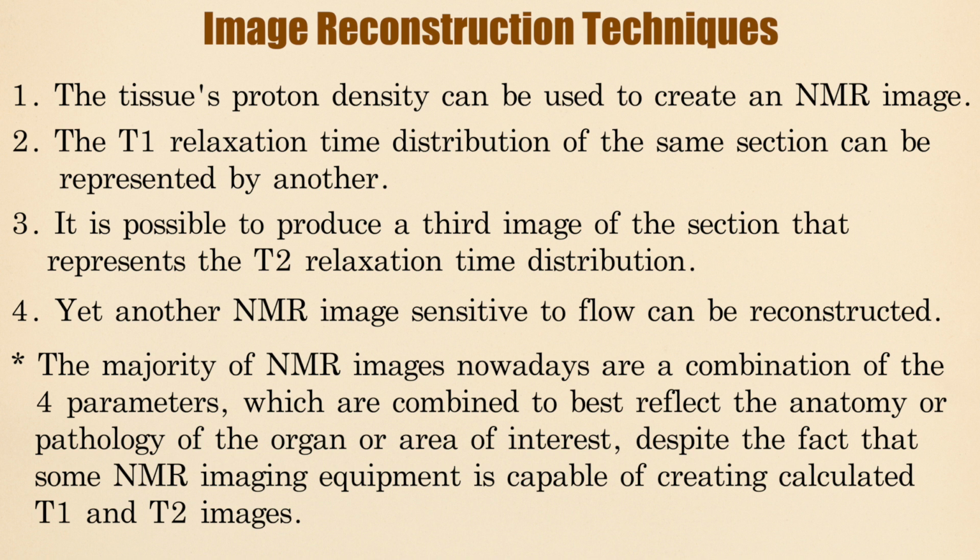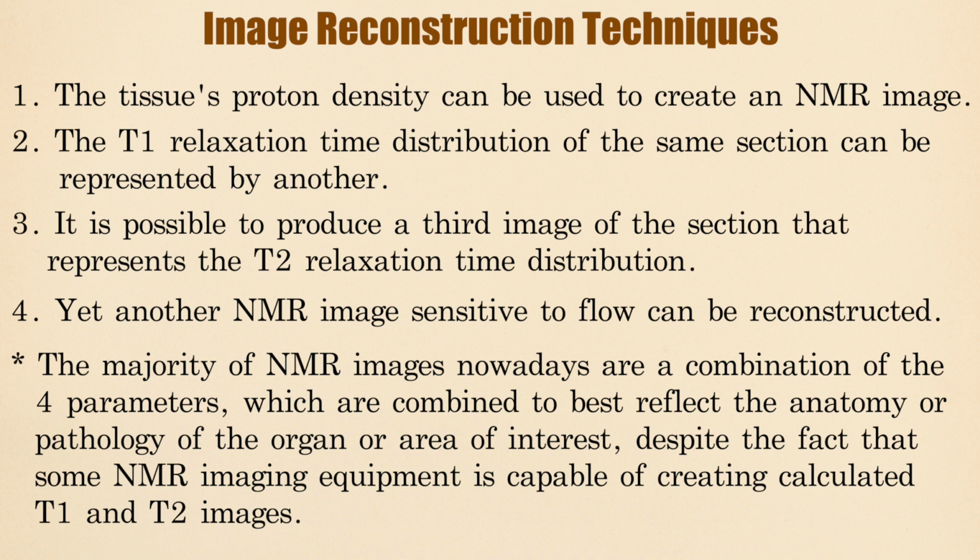Second, the T1 relaxation time distribution of the same section can be represented by another image. Third, it is possible to produce a third image of the section that represents the T2 relaxation time distribution. Fourth, yet another NMRI image sensitive to flow can be reconstructed.